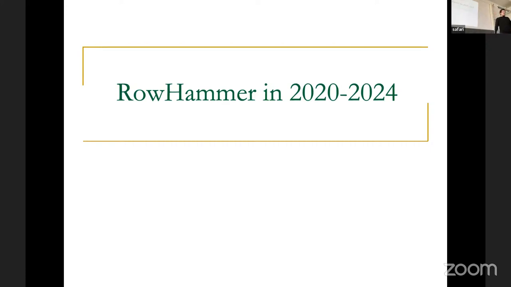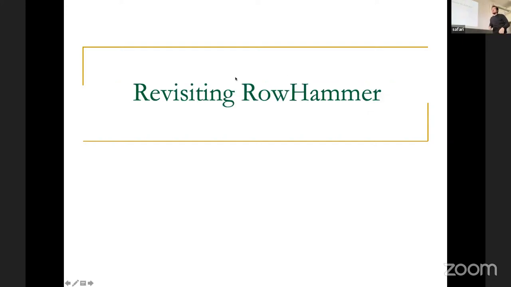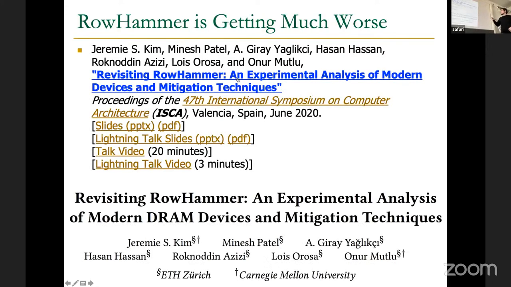Okay. So in the remainder of this lecture, I'll talk about the most recent developments in RowHammer, but we will start with the understanding that we developed first. So if my clicker works, we'll go to the next slide. This is the revisiting RowHammer paper. I'll show you some results from this analysis that we did recently.